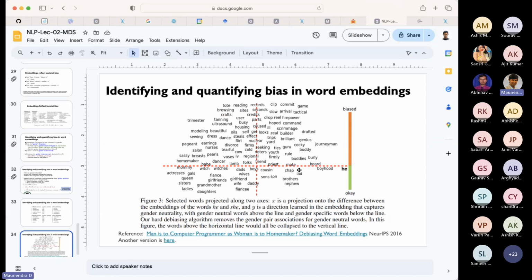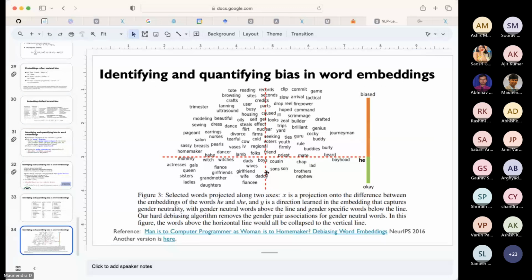Then there was a graphical representation also of the same thing. So this is the he direction, this is the she direction. X is a projection onto the difference between the embeddings of the words he and she. Y is a direction learned in the embedding that captures gender neutrality, the orthogonal dimension here.